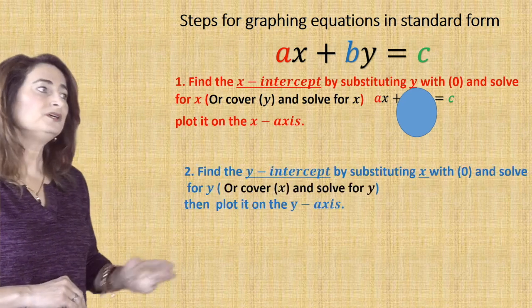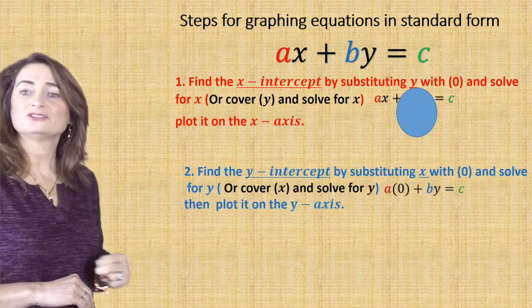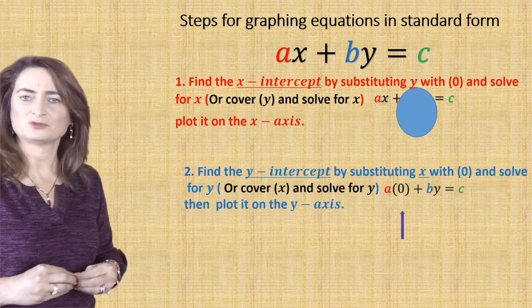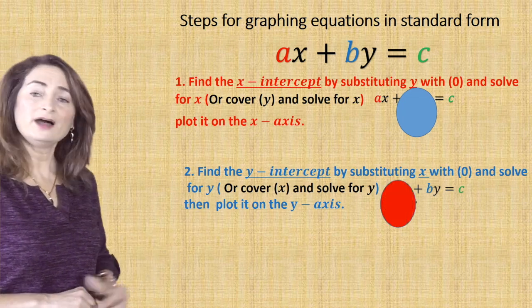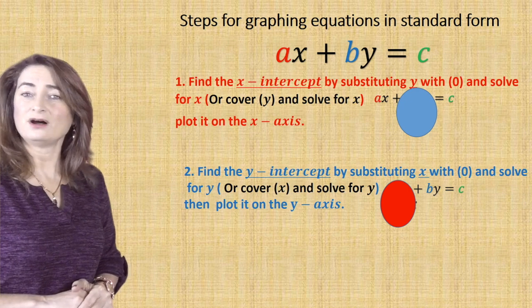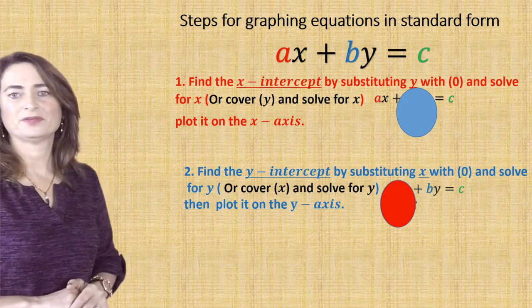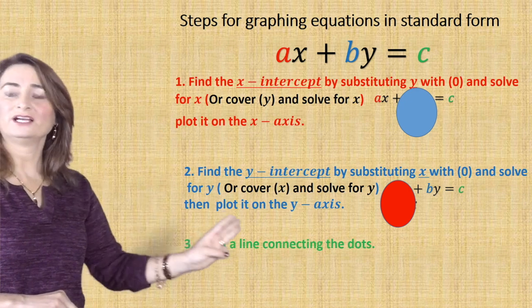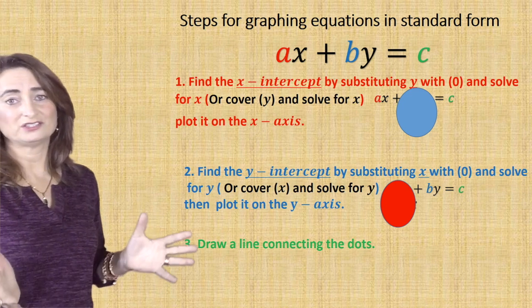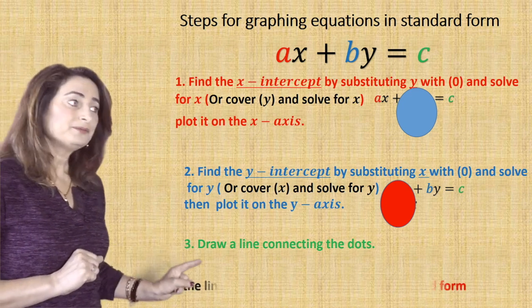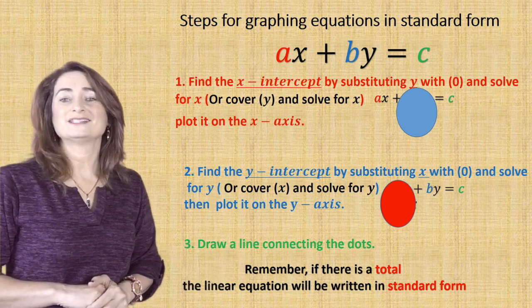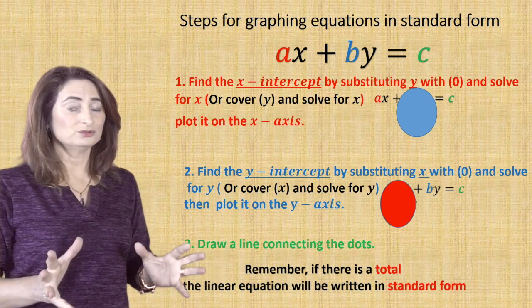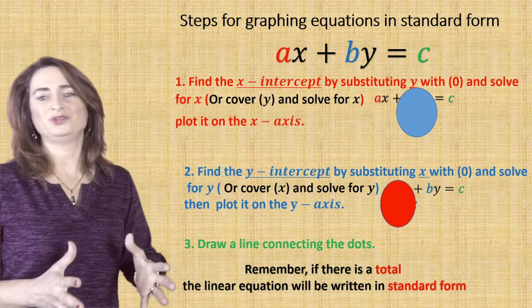Step number 2 is to find the y-intercept. To find the y-intercept, substitute x with 0, just cover the whole term, and then solve for y, find that number on the y-axis and put it down. Step number 3 is to connect those two dots, and you're done graphing. Remember, if there is a total, the linear equation will be in standard form. That's the clue on which equation to use when you have a total.